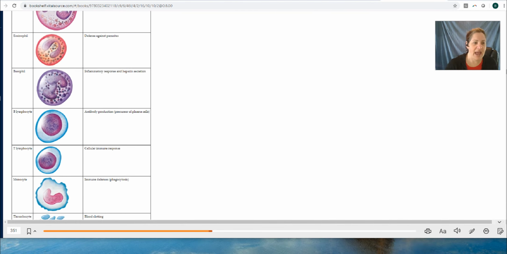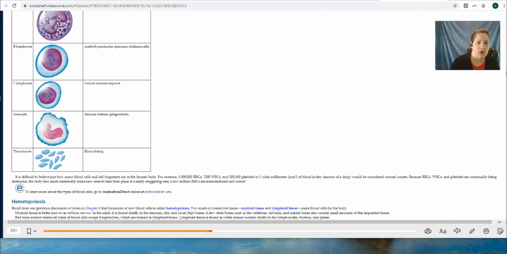Then we have the agranulars, which are your lymphocytes. We'll talk later about the T cells and the B cells. Monocytes, which is again for immunity. And then the thrombocytes, which are the platelets, are for clotting. The B cells and T cells we actually won't talk about until we do the lymphatic chapter, which is your immunity chapter. We will talk about it this mod, but not this chapter.